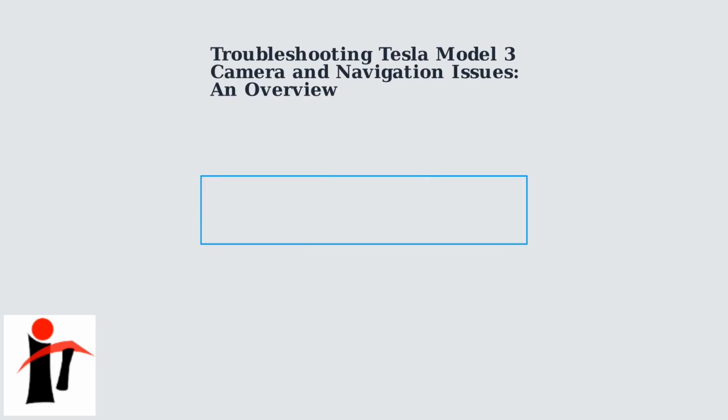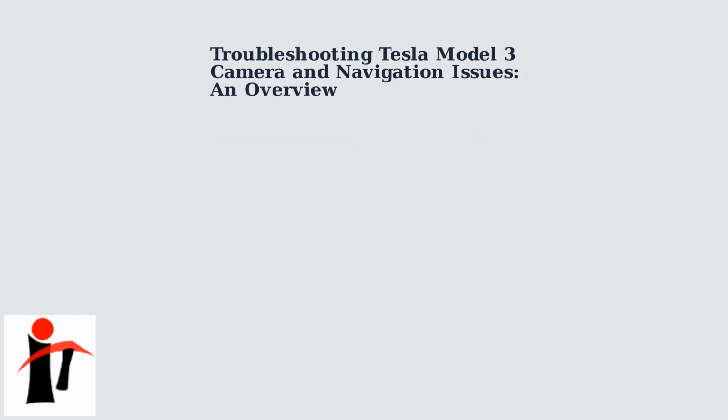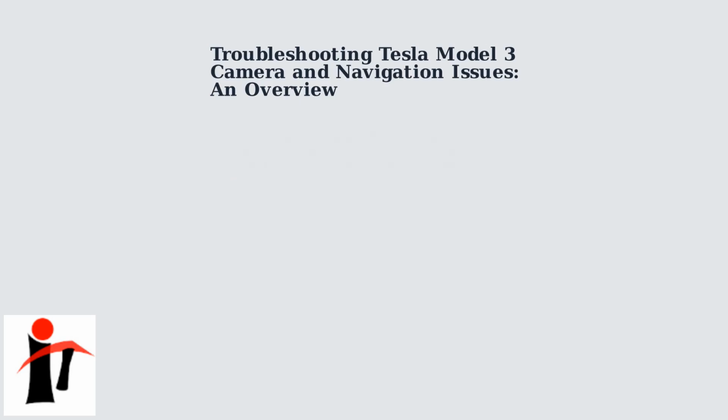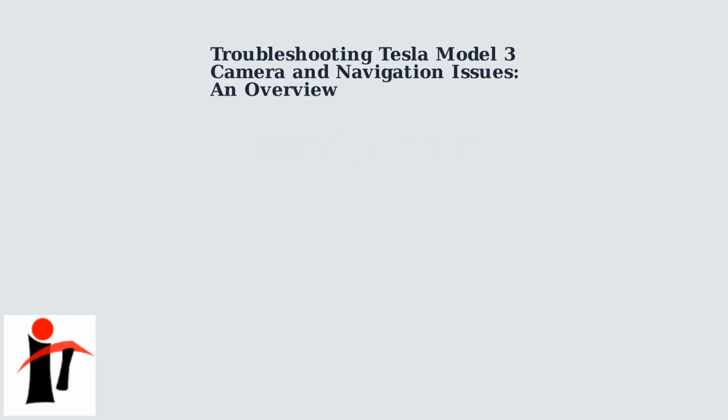Welcome to Troubleshooting Tesla Model 3 Camera and Navigation Issues. An overview. Experiencing camera or navigation problems in your Tesla Model 3? You're not alone. Many issues like GPS drift or camera malfunctions can be resolved with simple troubleshooting steps. This video will guide you through common fixes, from basic reboots to more advanced diagnostics.